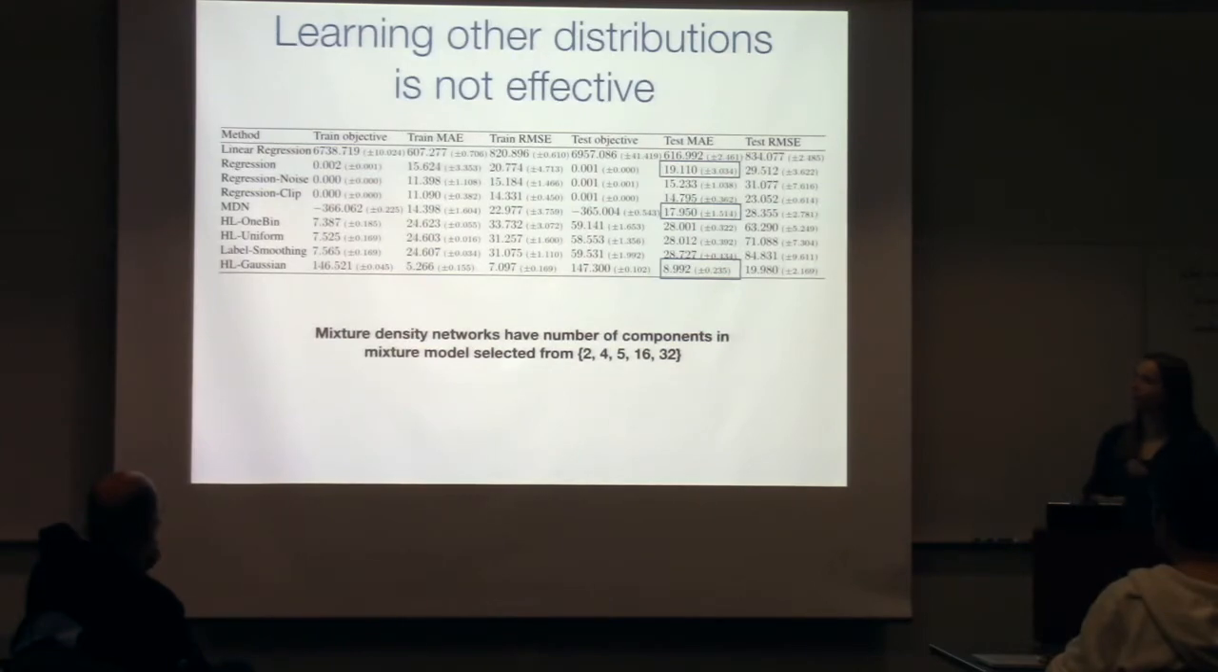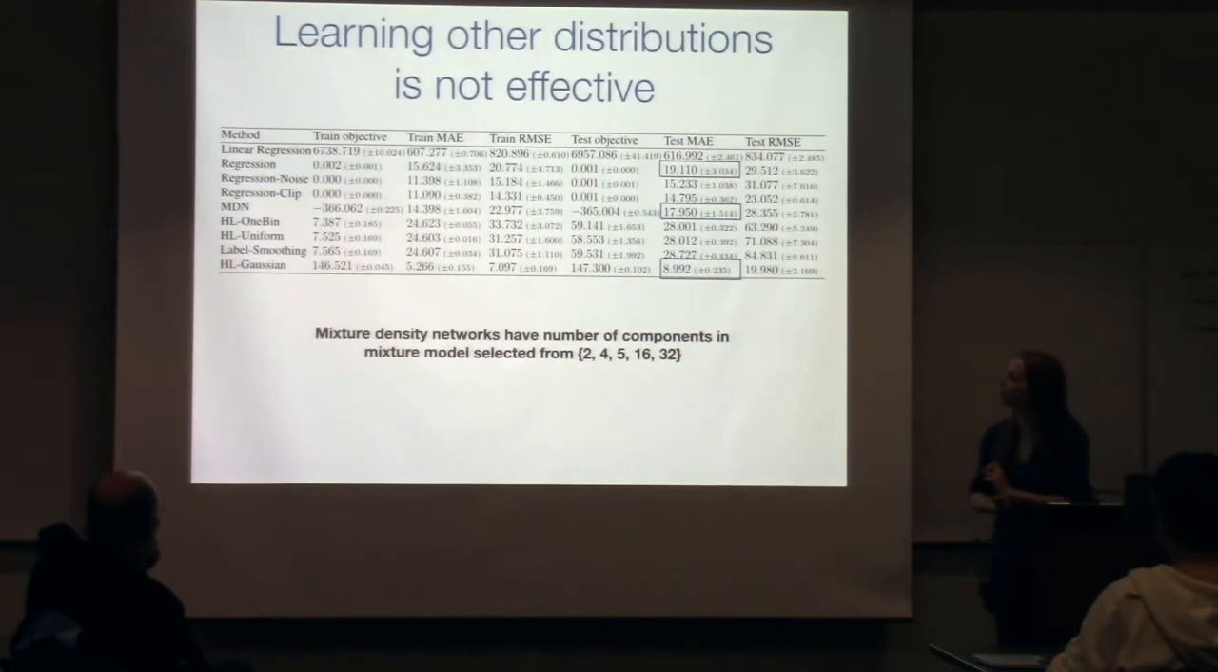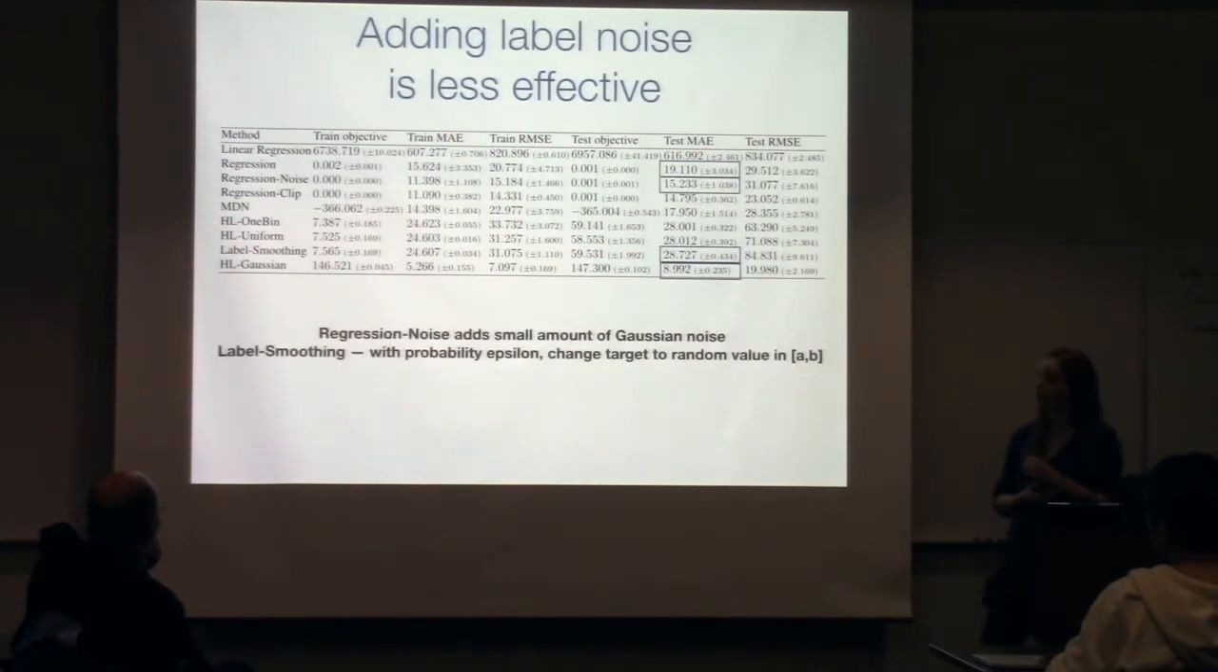Okay, so that seems to be one conclusion, is at least using mixture density networks didn't seem to give the same effect. I guess this is maybe a somewhat strong statement. Maybe learning other distributions would have been effective, but in this case, this was not effective.